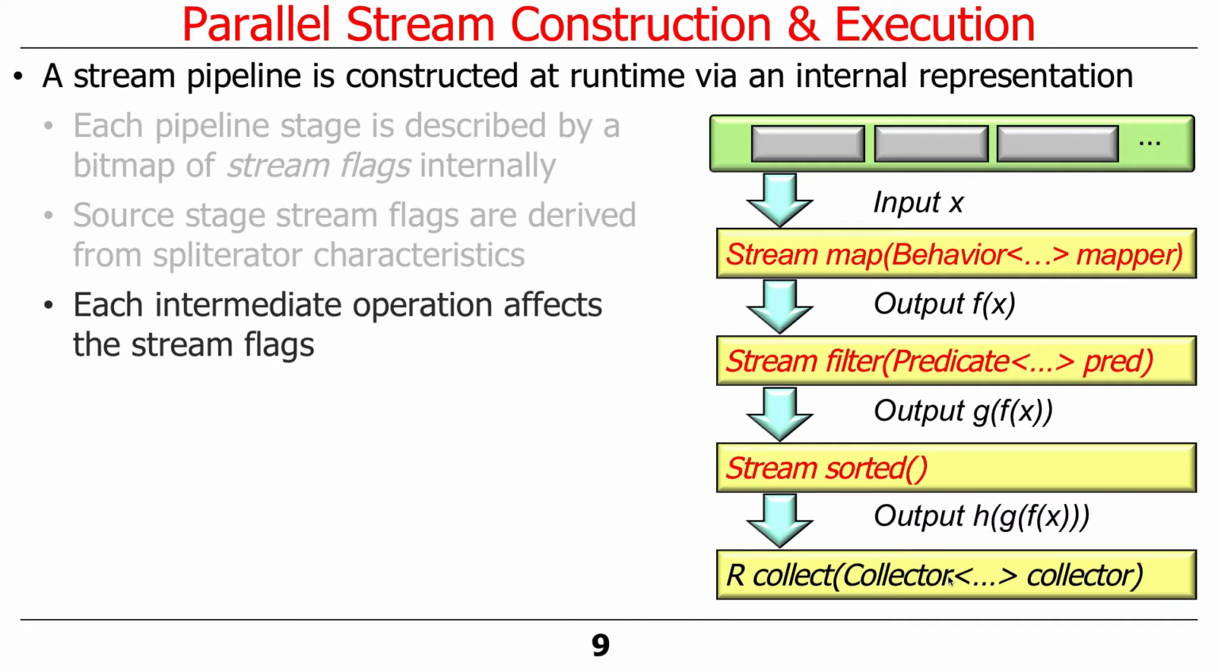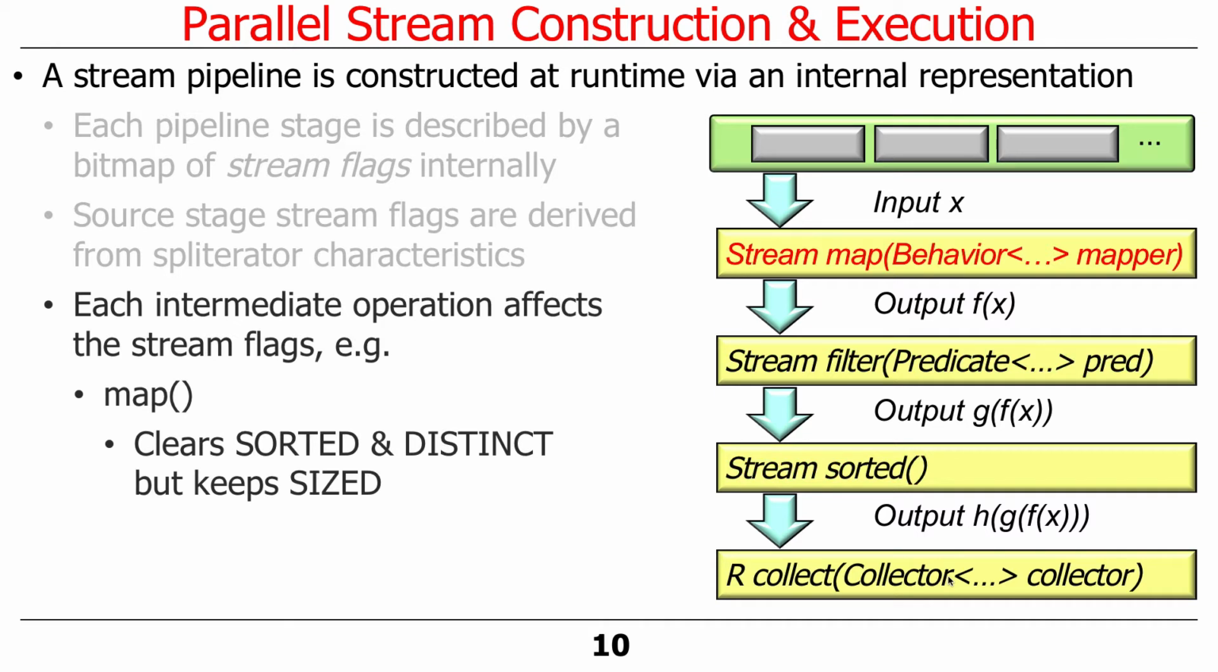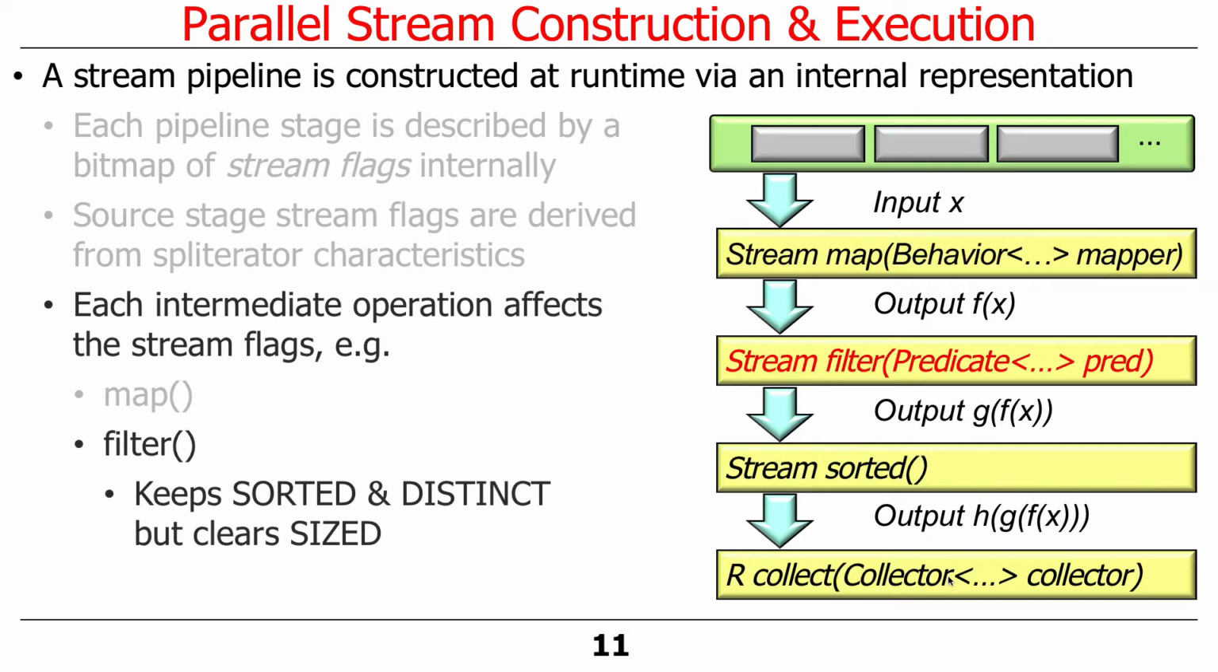Each intermediate operation affects the stream flags, right? So this is kind of interesting. Map will clear sorted and distinct, but it will keep sized. That's because map doesn't know what you just did to the input. You could turn them all into random numbers, right? It'd be a strange implementation of map, but you could take an input stream and make all the numbers random. So you don't know if it's sorted. Also, you don't know if it creates duplicates, so it might not be distinct anymore.